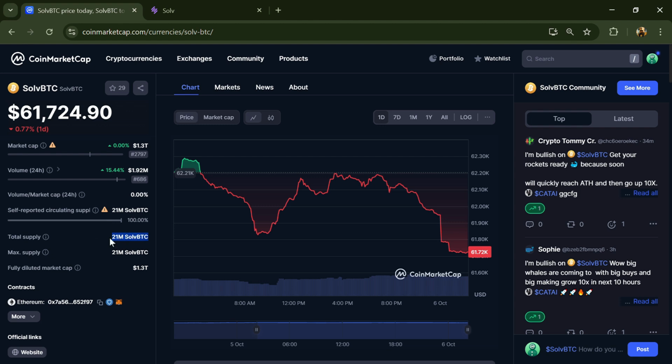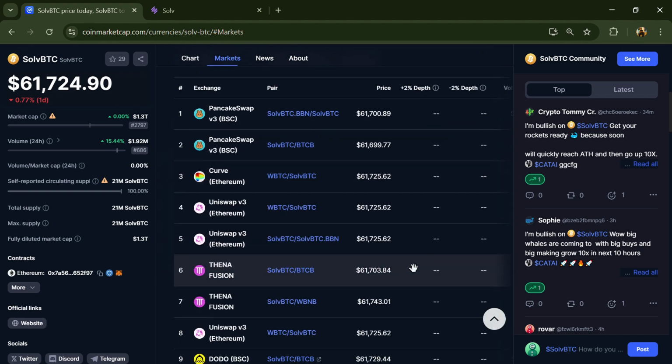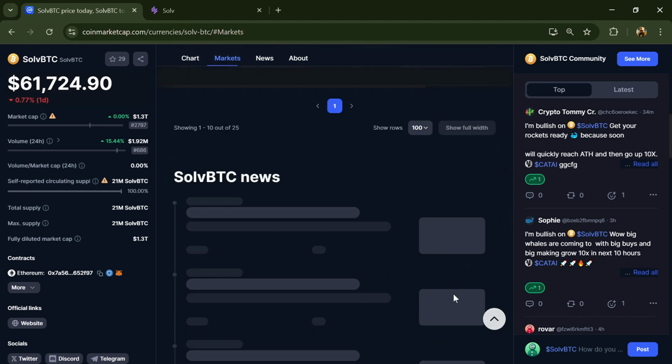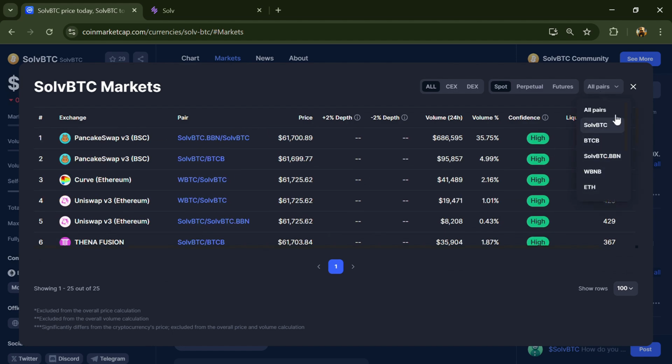the crypto world. SolvBTC token total supply is 21 million and circulating supply is also 21 million SolvBTC token. SolvBTC token is listed on PancakeSwap V3, Curve, Uniswap V3, Thena and other exchanges.